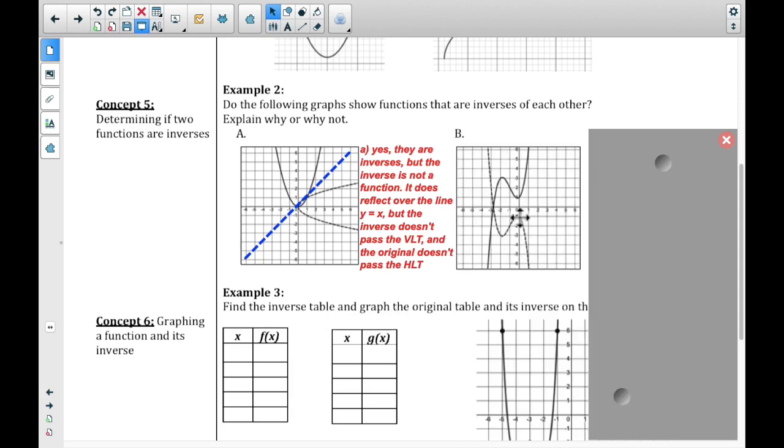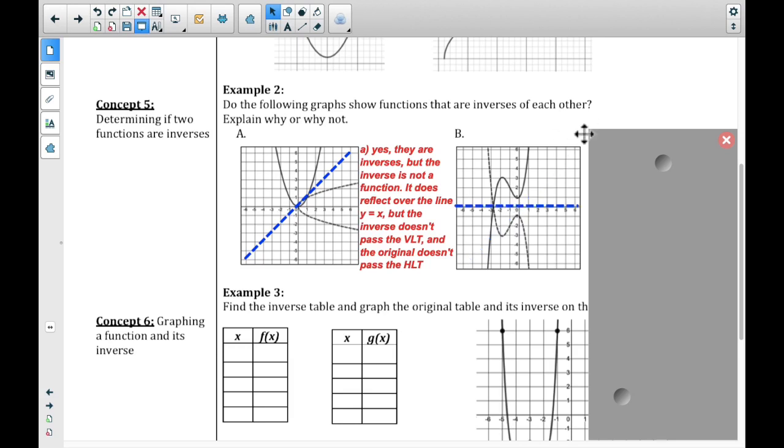All right, how about these? Are these inverses of each other? Well, are they reflected in the line y equals x? No, those are not reflected in the line y equals x. There does appear to be a reflection, right? Where is that reflection? I think that reflection is there on the axis, don't you?